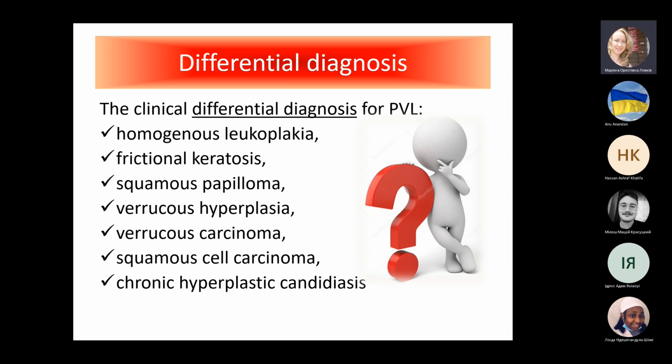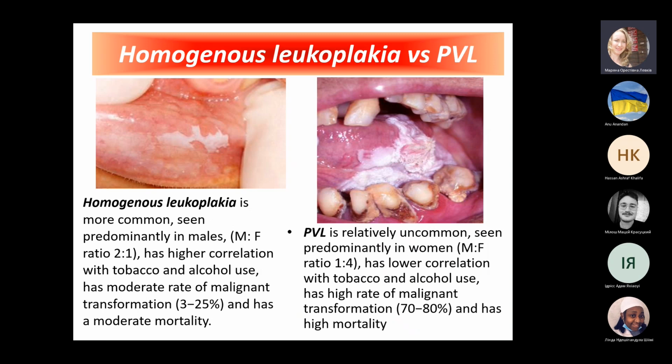Differential diagnosis. The clinical differential diagnoses are: homogeneous leukoplakia, frictional keratosis, squamous papilloma, verrucous hyperplasia, verrucous carcinoma, squamous cell carcinoma, and chronic hyperplastic candidiasis. So, homogeneous leukoplakia and proliferative verrucous leukoplakia. What is similar, what is different?